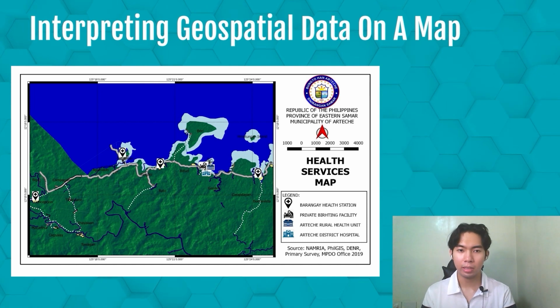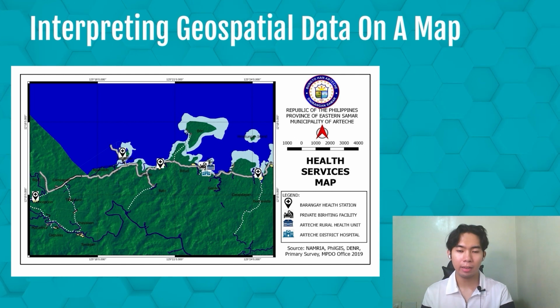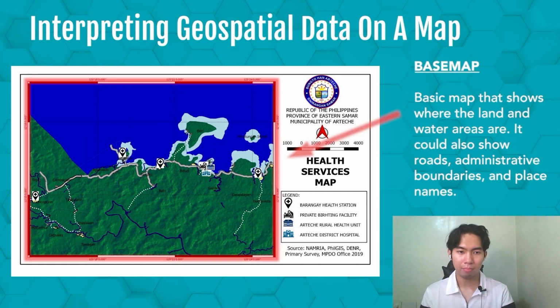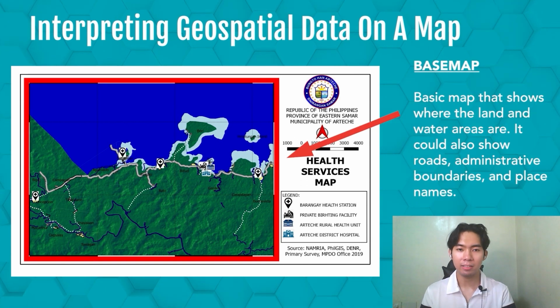So ito po, I show you a map of the health services facilities courtesy of the Municipality of Arteche, Eastern Samar. So ito po yung map image. So yung background ng map, this one, is called the base map. So it's the map layer that shows you like yung land and the water areas, some roads, and some local administrative boundaries and place names.